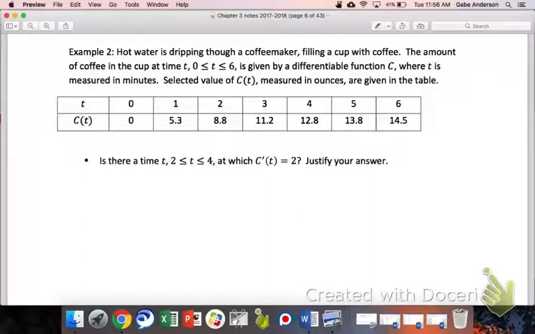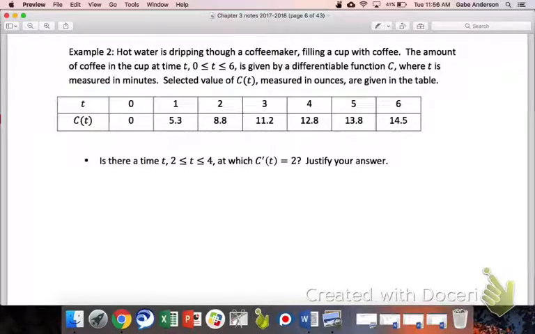So remind me again, what is the table telling me about? Yeah, specifically c, which is the amount of coffee. So c prime, which is what it starts talking about down below, what is c prime about? The rate of change of the, is it amount of coffee or temperature of coffee? It's amount. So c prime would be the rate of change of the amount.